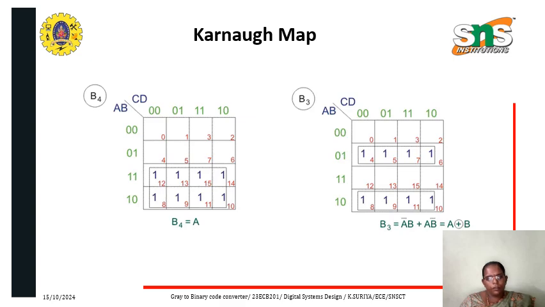For B4, you'll be getting 8 ones which are grouped together, and the common variable for all these 8 ones is A. So B4 is equal to A. Next, B3 is equal to, as shown here, A bar B plus A B bar, which is nothing but A XOR B.